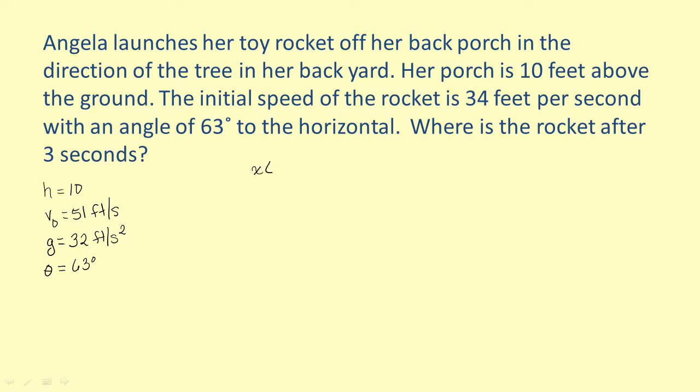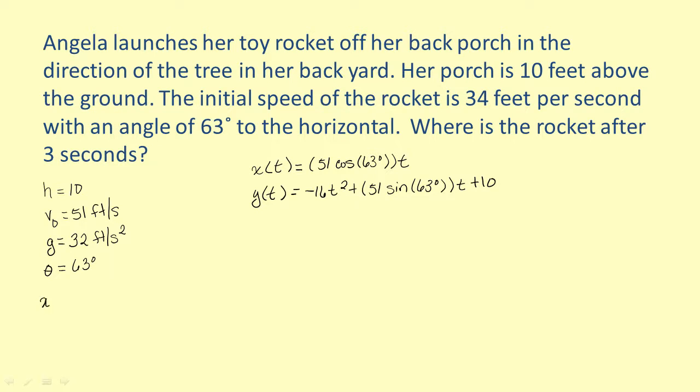Using all of this information, we can set up our equations. Our first function is x(t) equals the quantity of the initial velocity, in this case 51, times the cosine of theta, which for us is 63 degrees, all times t. Our second function is y(t) equals negative 1/2 times g, which we can rewrite as negative 16 times t squared, plus the quantity of the initial velocity, so in our case 51 times the sine of 63 degrees, all times t. Then at the end we add the height, which is 10.